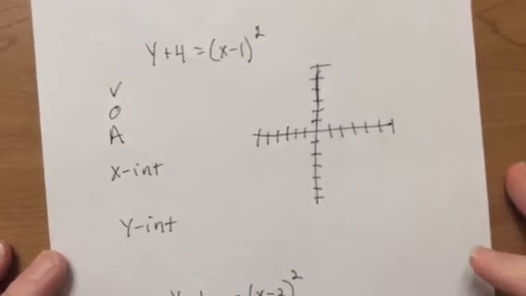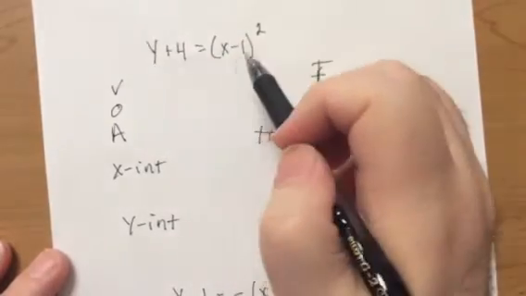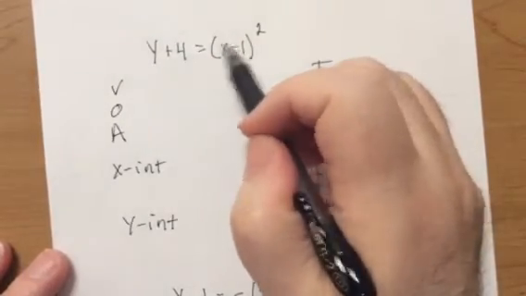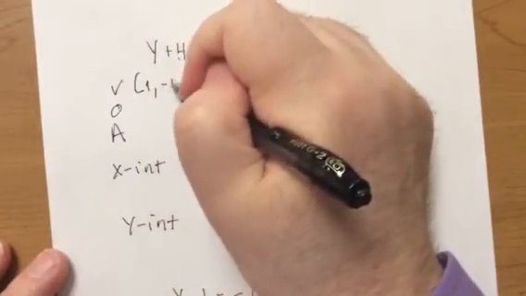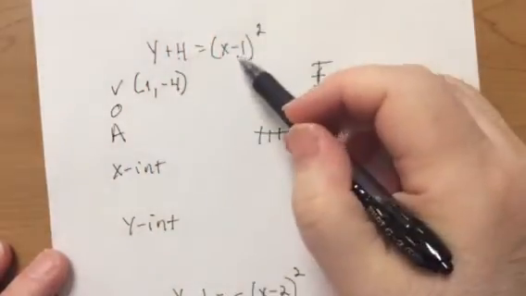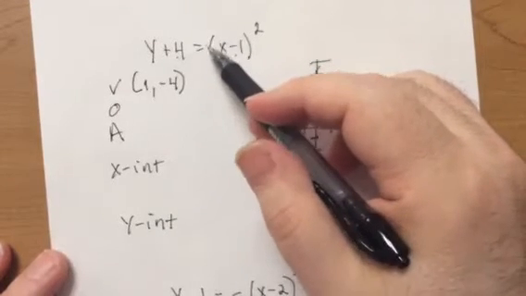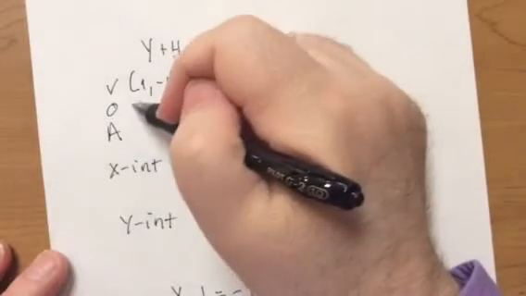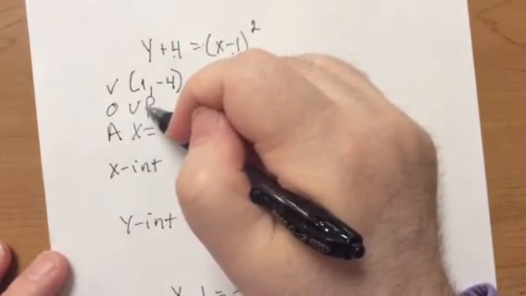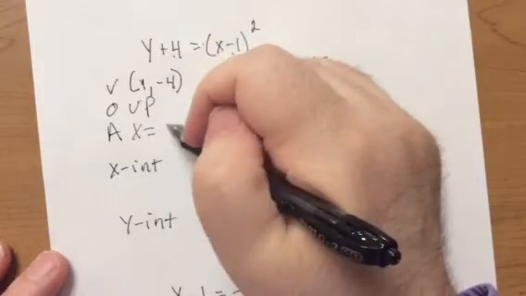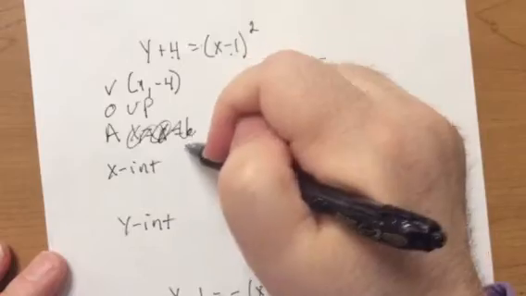But this is for my honors and regular algebra. So the first thing we're going to do is find the vertex. It's always the opposite number of the x, opposite number of the y. So it'd be 1, negative 4. Hey, that's pretty easy. How does it open? It's based on this number right here. The number's not shown. It's going to be positive 1. Positive is up. And the axis of symmetry for something that opens up or down is always x equals the x number.